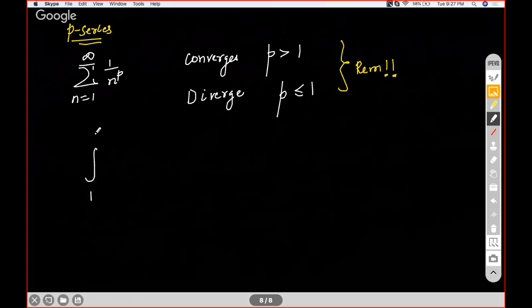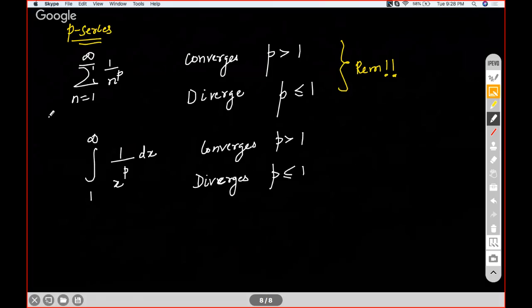What did you learn there? The integral from 1 to infinity of 1 by x to the power p dx. When p was greater than 1, it converges, and it diverges when p is less than or equal to 1. The same thing is basically represented here. Is that fine? Understood?